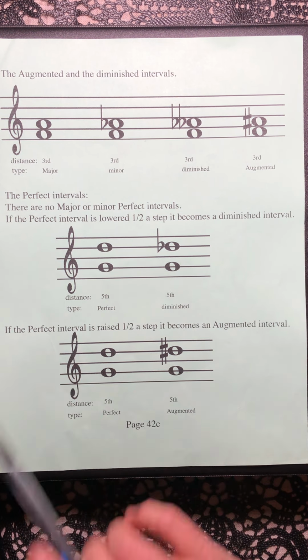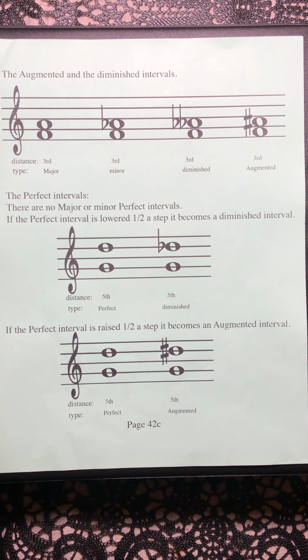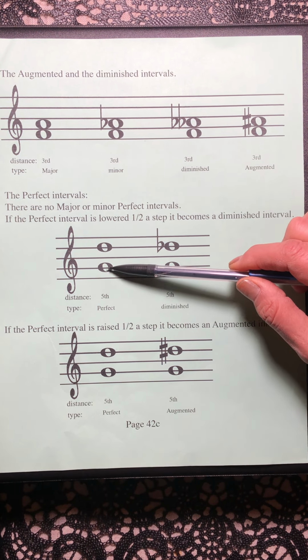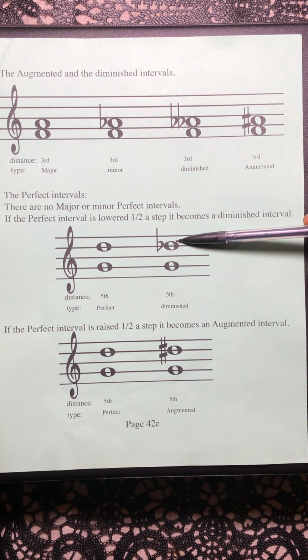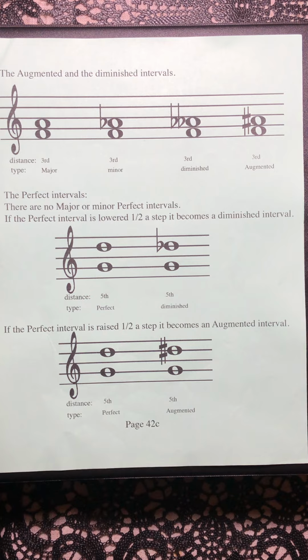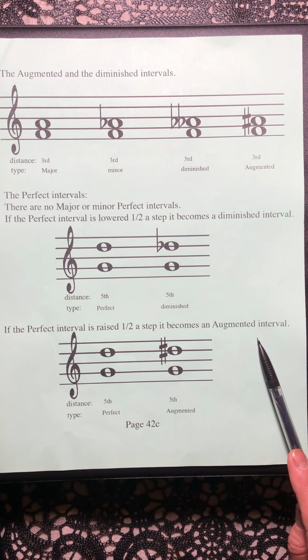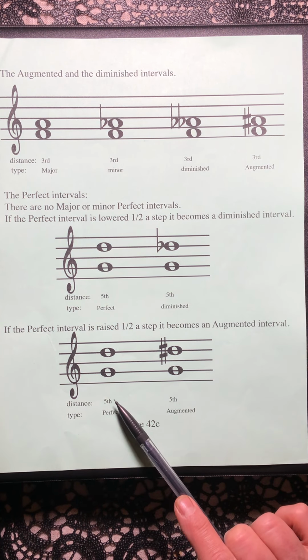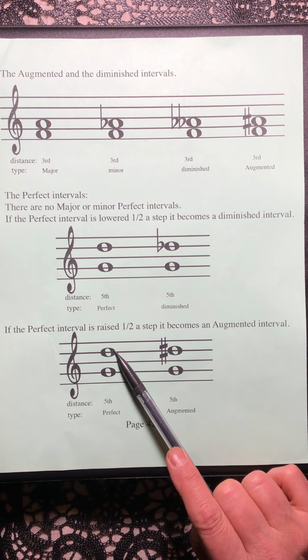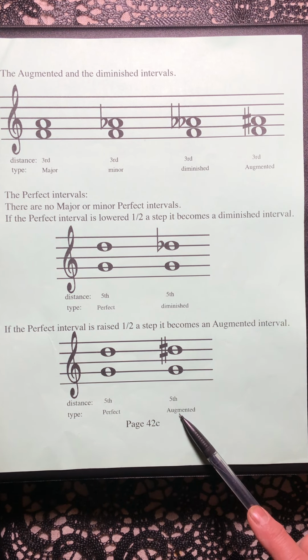Perfect intervals. There are no major or minor perfect intervals. If the perfect interval is lowered half a step, it becomes a diminished interval. Here we have a perfect fifth. If we lower the top note half a step, it's called a diminished fifth. If the perfect interval is raised half a step, it becomes an augmented interval. Perfect fifth, G to D. And we raise the D half a step, and so it's called an augmented fifth.